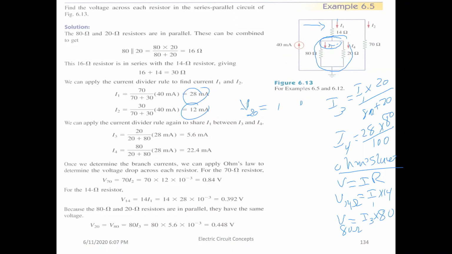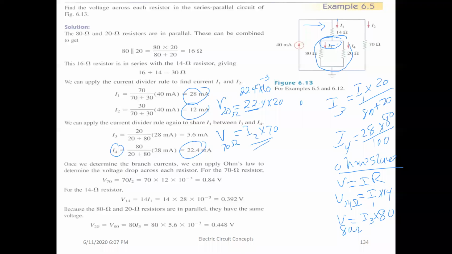Let me move this down here. So the voltage across the 20 ohm will be I4, which again is 22.4, multiplied by 20. Remember this is in milliamps, so it will be a millivolt, or you can convert it to a volt. So you have to pay attention to the units. You have to multiply this 22.4 by 10 to the minus 3 to convert it into ampere. And then you do the same thing for the voltage across the 70 ohm resistor, which will be I2 multiplied by 70. It's not I1, it's not I3, it's not I4, it's I2. Okay, guys.